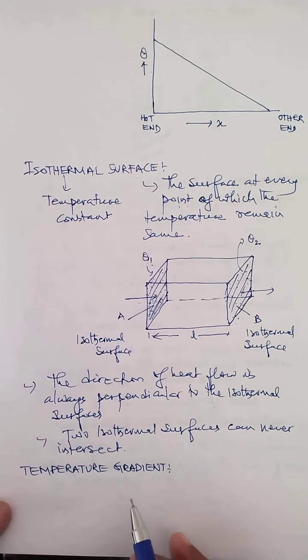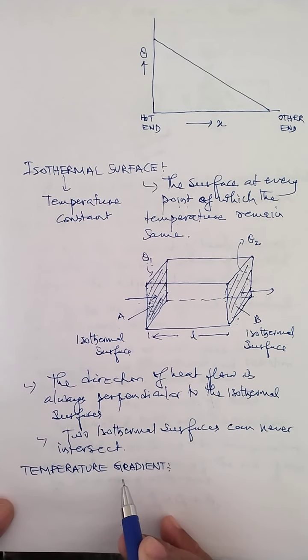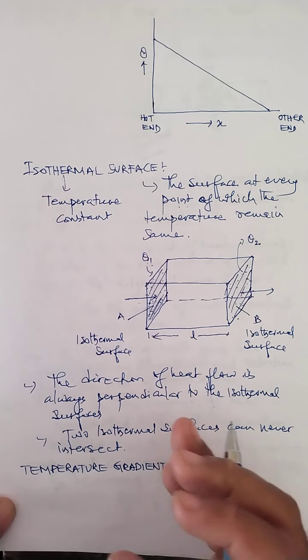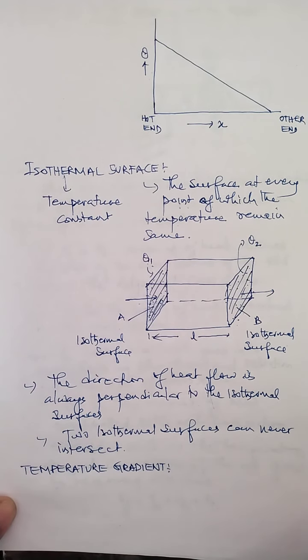Children, here there is a term I am using, that is called gradient. Gradient related to any physical quantity is with respect to distance or length. The temperature can change. That means there is a change in temperature with respect to distance. And the rate of change of temperature with distance between two isothermal surfaces is called temperature gradient.